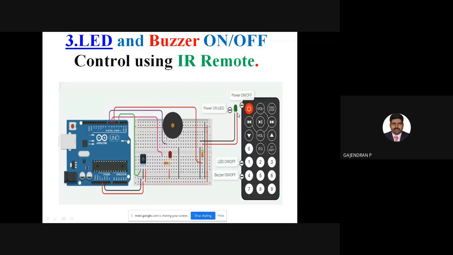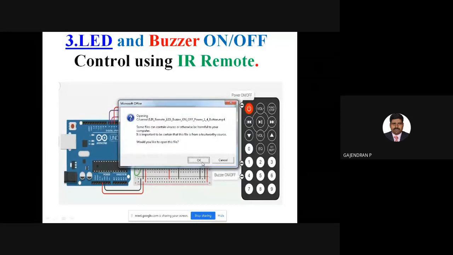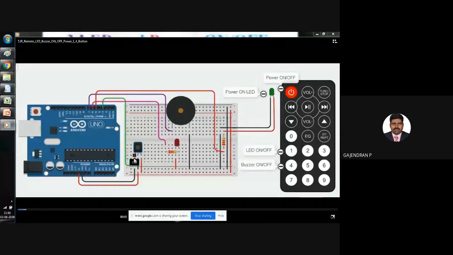This is not your output appliance. Your appliances are here. One is this red color LED, another one is the buzzer. Now you see the animation once, then we will start writing the code for this. Please observe this.